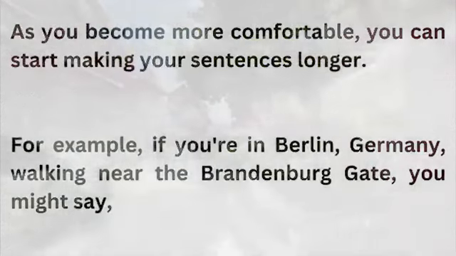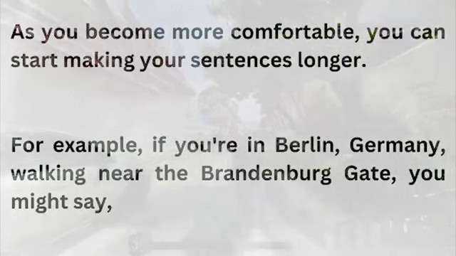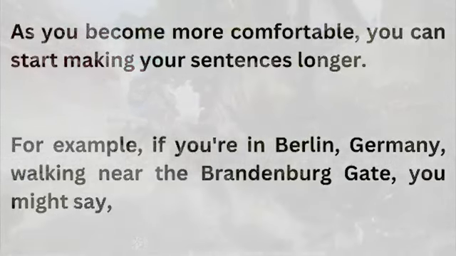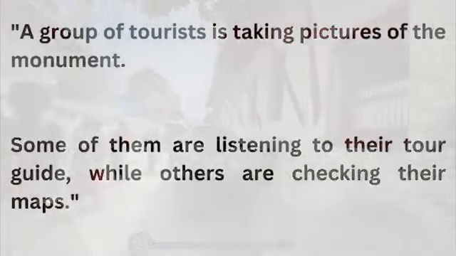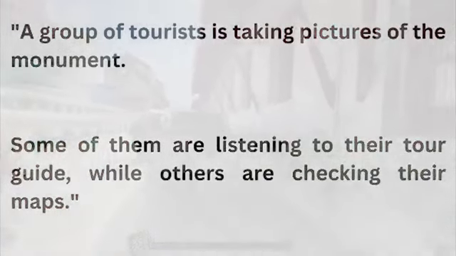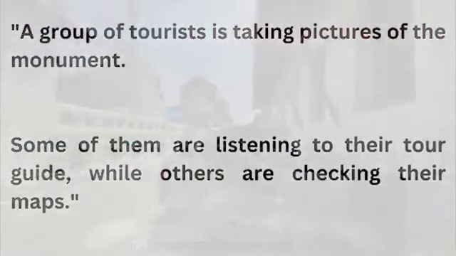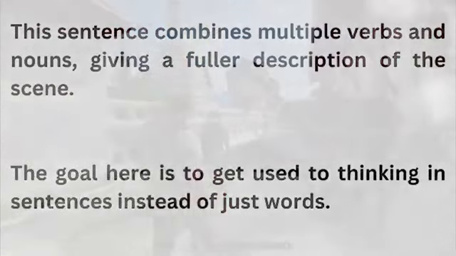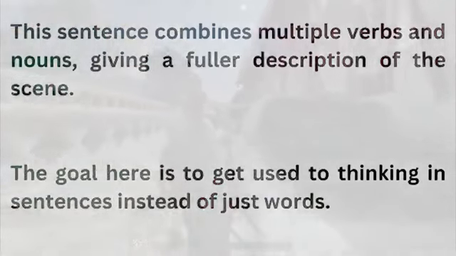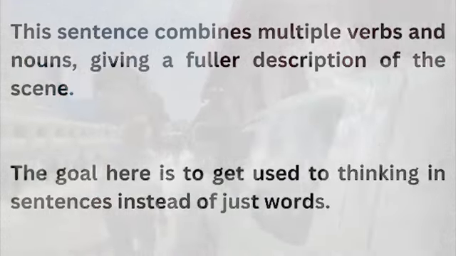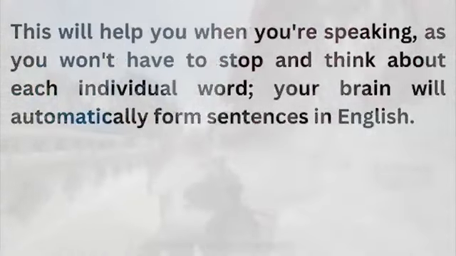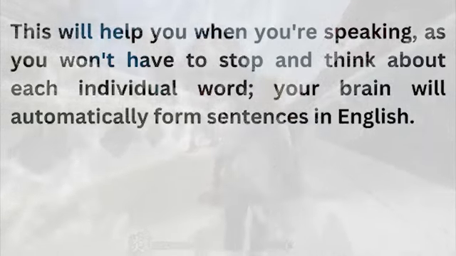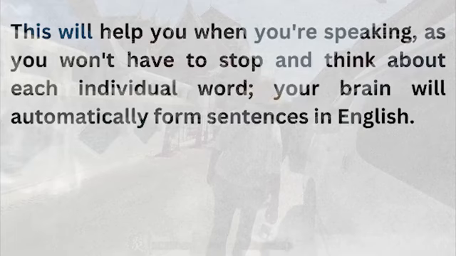As you become more comfortable, you can start making your sentences longer. For example, if you're in Berlin, Germany, walking near the Brandenburg Gate, you might say, "A group of tourists is taking pictures of the monument. Some of them are listening to their tour guide, while others are checking their maps." This sentence combines multiple verbs and nouns, giving a fuller description of the scene. The goal here is to get used to thinking in sentences instead of just words. This will help you when you're speaking, as you won't have to stop and think about each individual word. Your brain will automatically form sentences in English.